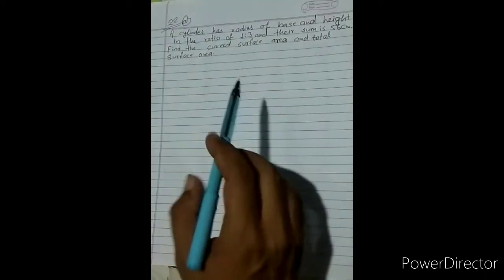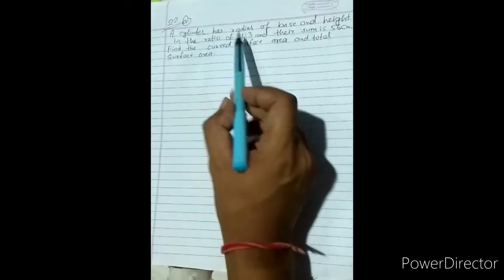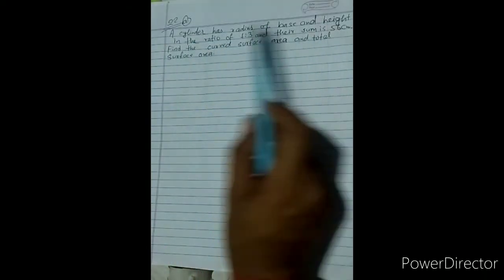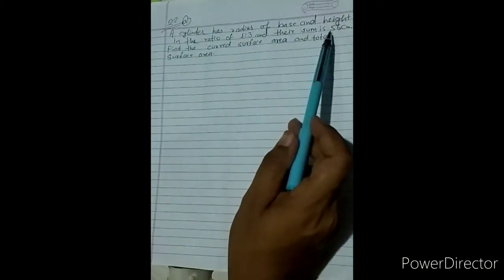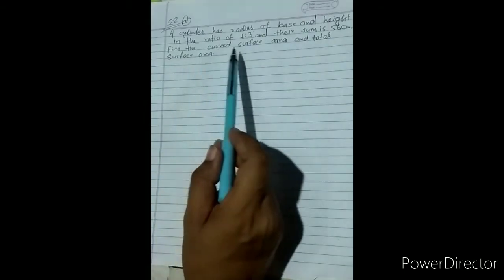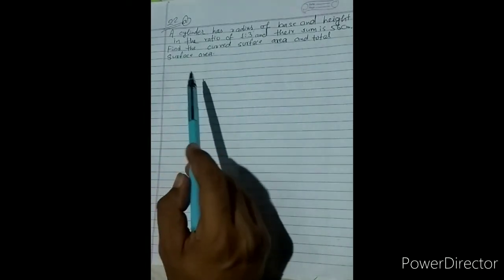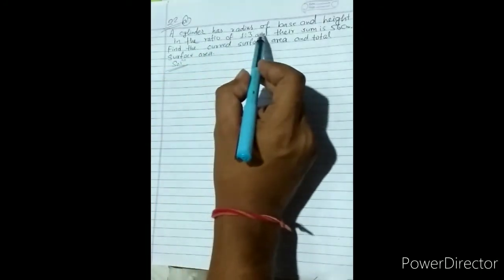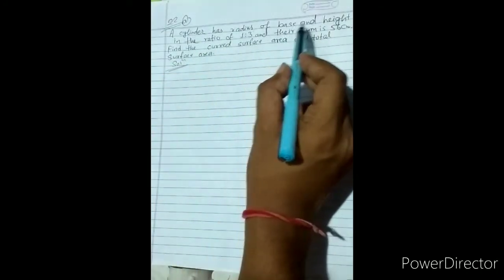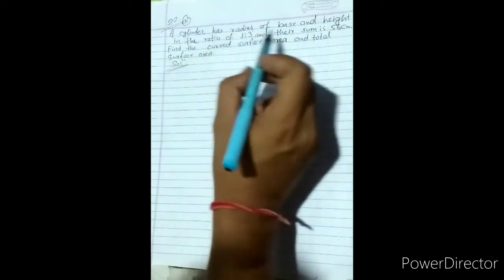The next question is here. A cylinder has radius of base and height in the ratio 1:3 and their sum is 56 centimeter. Find curved surface area and total surface area. It is a very simple question. A cylinder has radius of base and height in the ratio 1:3.